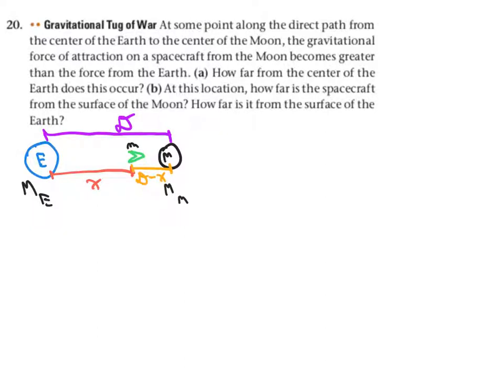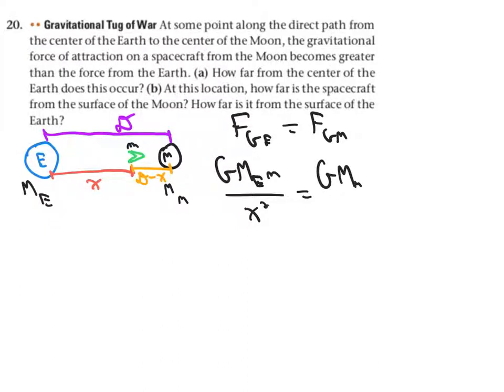And our key bit is, if we're talking about the moment that the attraction to the Moon becomes more than the attraction from the Earth, then really at this moment they should be equal. So we should end up with Fg due to the Earth equals Fg due to the Moon, at least in magnitude. I'm not worried too much about direction here. And so we have G times the mass of the Earth times mass of the satellite over x squared is G times mass of the Moon times mass of the spaceship over d minus x squared.